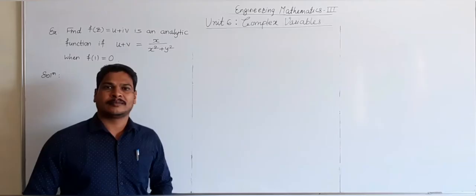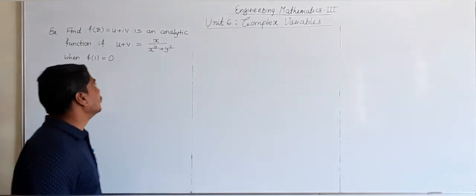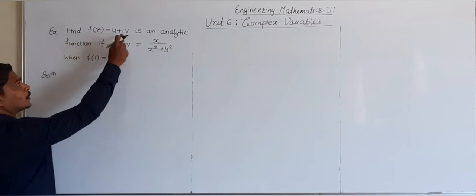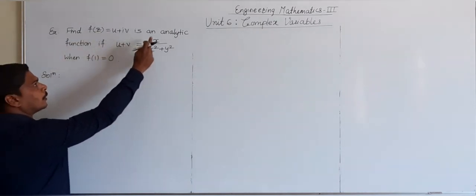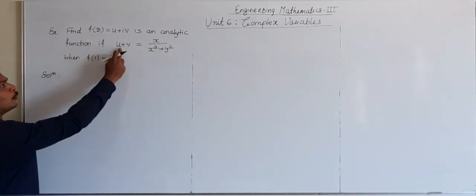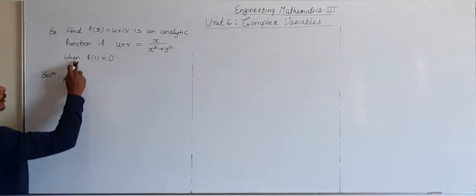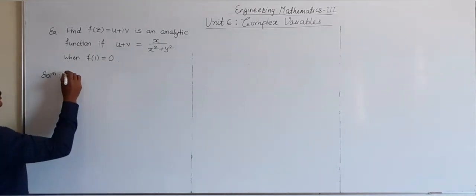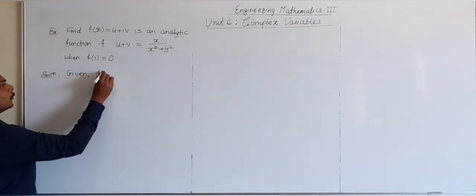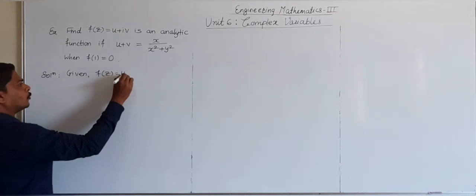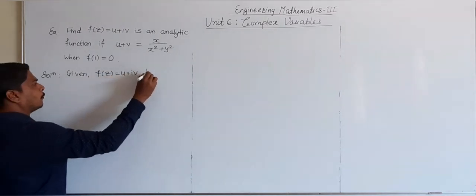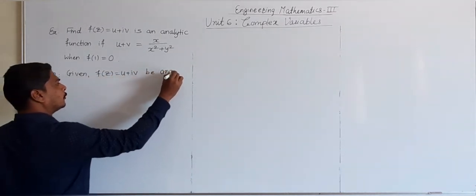Okay. So in this example, find f(z) equal to u + iv, an analytic function, if u + v is equal to x/(x² + y²). Find f(z) such that f(1) is equal to 0. Okay. So first of all, I will write the given thing. Given f(z) equal to u + iv be analytic.